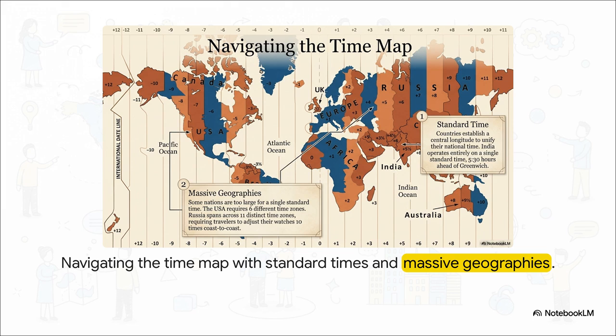But then consider massive geographies like Russia. It is so incredibly wide that it spans across 11 distinct time zones. If you were taking a train from coast to coast in Russia, you'd have to physically adjust your watch 10 different times. Talk about the ultimate recipe for jet lag without ever leaving the ground, right?